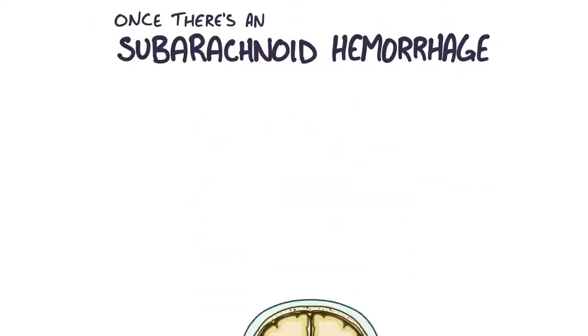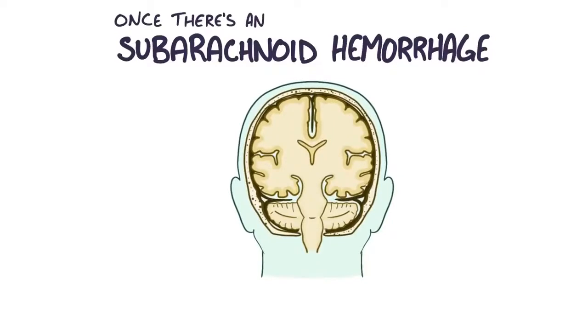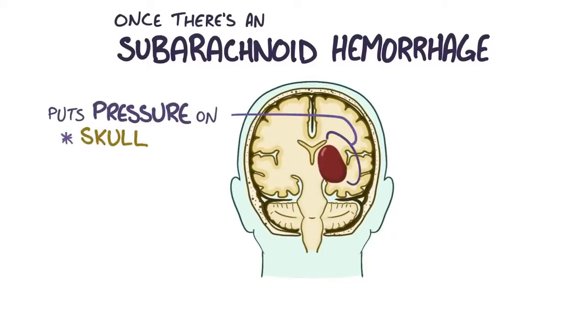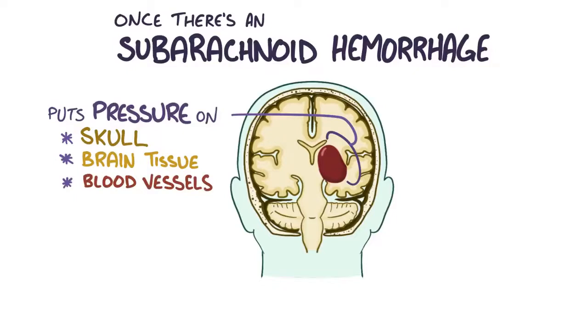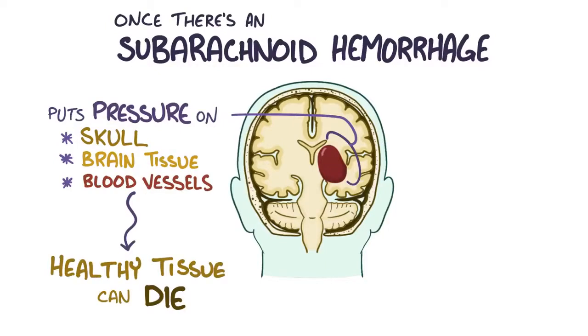Regardless of the cause, once there's a subarachnoid hemorrhage, blood starts spewing out from a damaged blood vessel and creates a pool of blood which increases pressure in the skull and puts direct pressure on nearby tissue cells and blood vessels. It also means that less blood is flowing downstream to the cells that need it, which leaves the downstream tissue deprived of oxygen-rich blood. Healthy tissues can die from both the direct pressure and the lack of oxygen within a few hours.